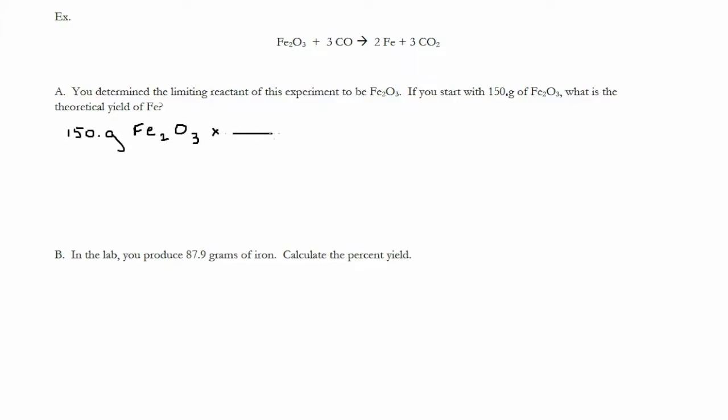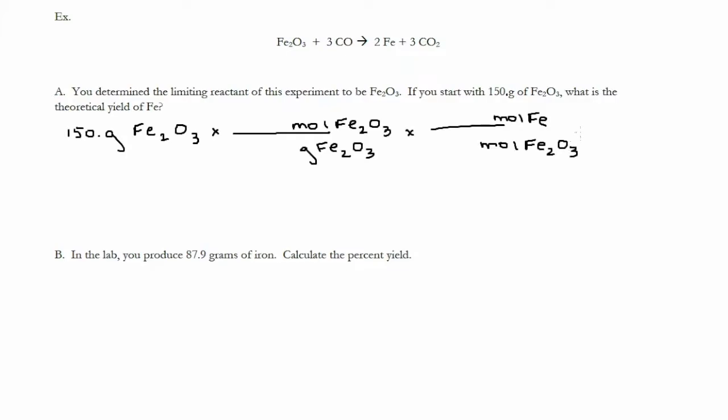So what I'm going to do is go from grams of iron 3 oxide and get into moles of iron 3 oxide so that I can then get into moles of iron. And then finally, I can get into grams of iron. Okay? So what I need to do is plug in the molar mass of iron 3 oxide. So for every 1 mole of iron 3 oxide, there's going to be 159.7 grams. Because remember, you take the molar mass of iron, multiply by 2, and add to that the molar mass of oxygen times 3.